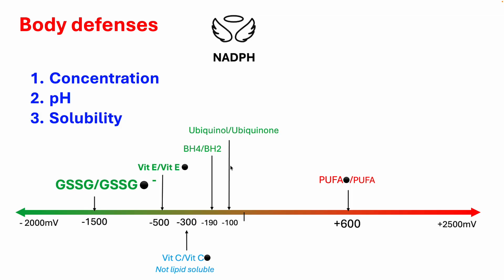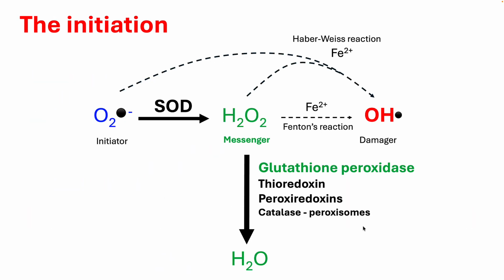At the core of cellular defense is the glutathione system, particularly glutathione peroxidase 4, which operates at a highly favorable redox potential as shown in this ladder. Additional antioxidant systems include vitamin E, tetrahydrobiopterin, and ubiquinol. Let's start from first principles. We know that superoxide is continuously generated in mitochondria in small quantities due to electron leak.